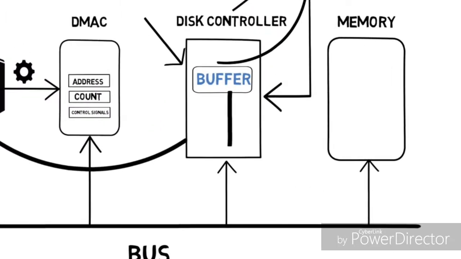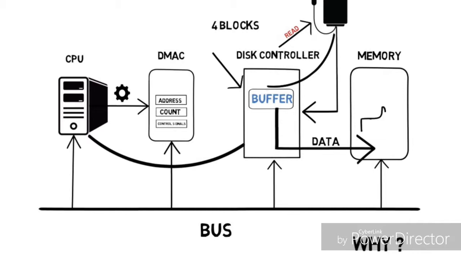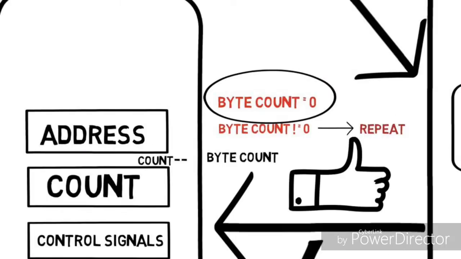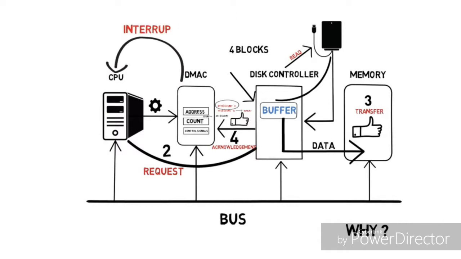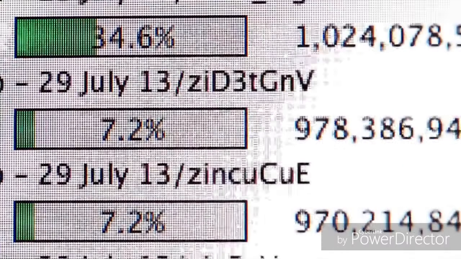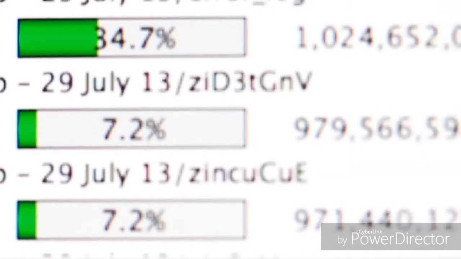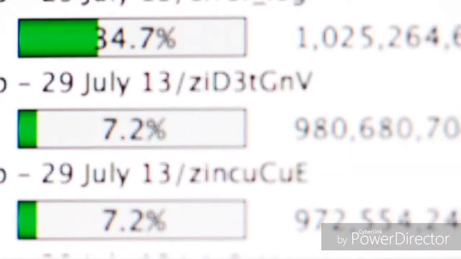We request the disk controller to transfer data from the buffer to the memory. Check if the byte count is equal to 0. Once the byte count becomes 0, it sends an interrupt to the CPU stating the data transfer is complete. If not equal to 0, it will repeat the operation. This is the example of the DMA controller.